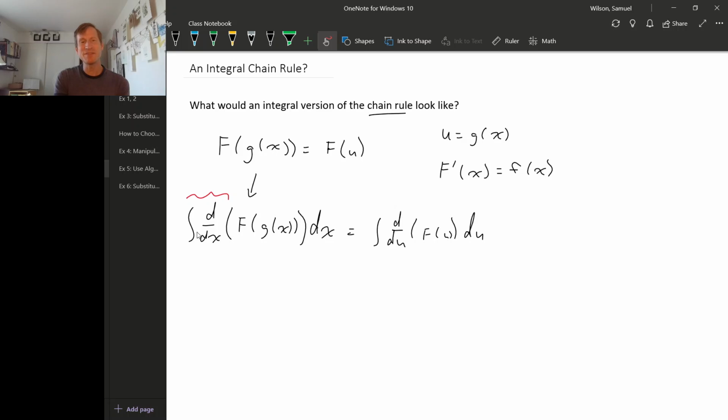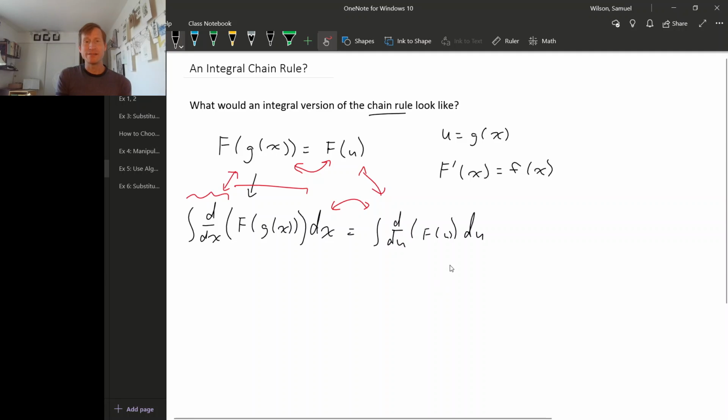Now, it might look a little strange to have an integral and a derivative like this, but remember, since an indefinite integral is an antiderivative, all we're saying here is that if you start with this function, F of g of x, and you do a derivative and then you undo the derivative, you get F of g of x again. And same thing on the right-hand side. If you start with F of u, you do a derivative, and then you undo the derivative, you get the same thing as F of u. So these are the same, these are the same, and these are the same because they're equal, and so these are the same.